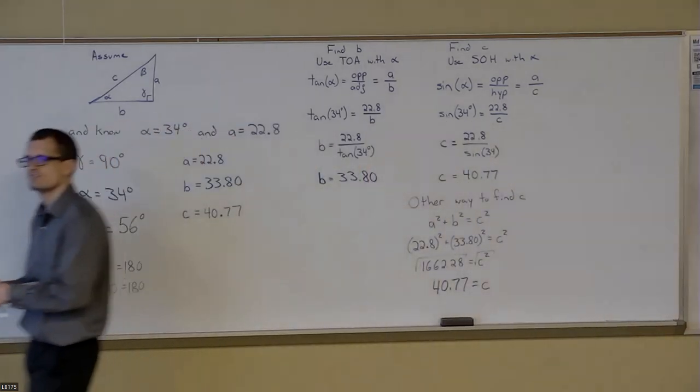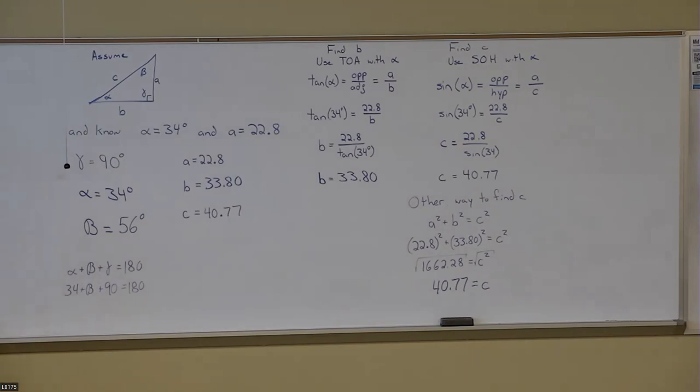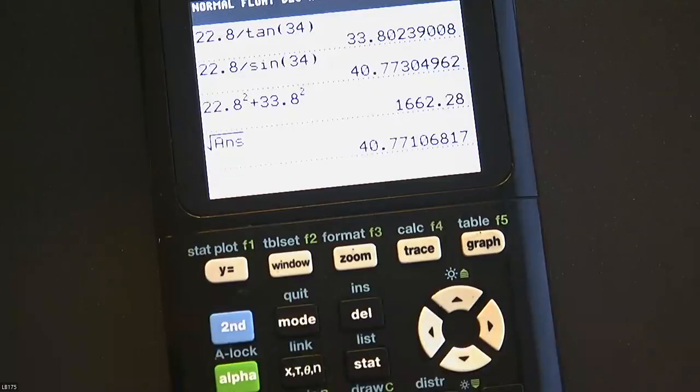Okay. So that's an alternative way you could have found C. Are you okay with that? So once you find A and B, you can find C using the Pythagorean theorem if you want. Or if you know an angle, you can just use that angle and SOHCAHTOA to find one side, then you can use SOHCAHTOA to find all the other sides. Now, I do want to point something out.